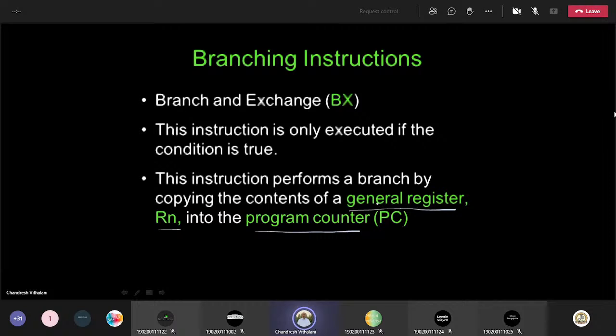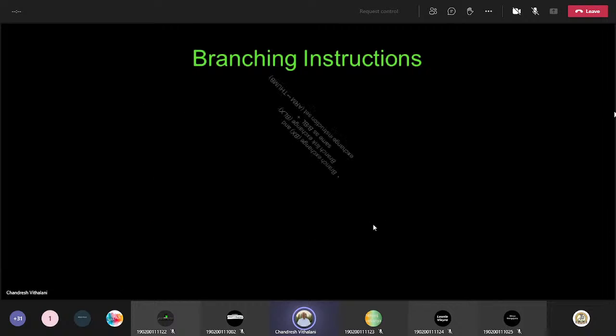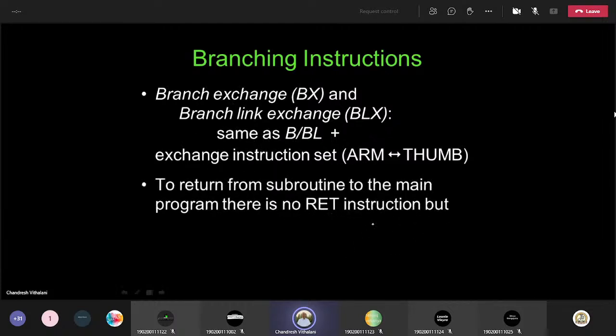So PC value will be stored in the register and register value will be transferred to the PC value. So it is called branch and exchange. So branch exchange, branch link exchange is very much same as B and BL, that is unconditional branch and unconditional branch with a link register. Exchange instruction set is available in ARM and Thumb mode.